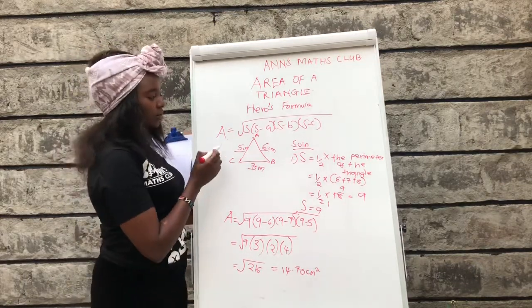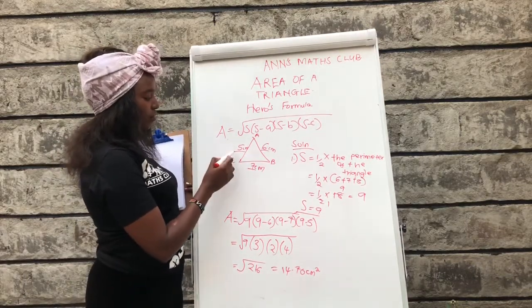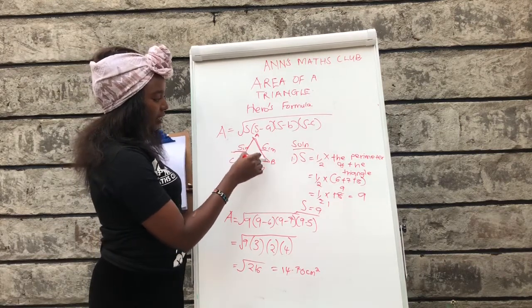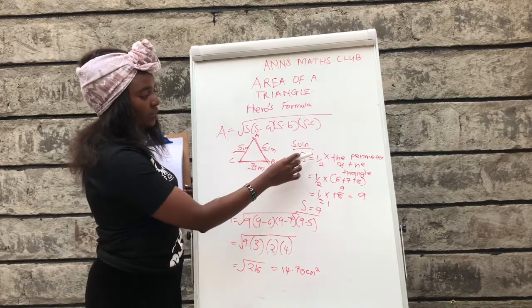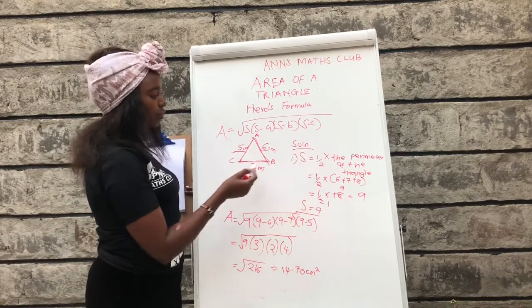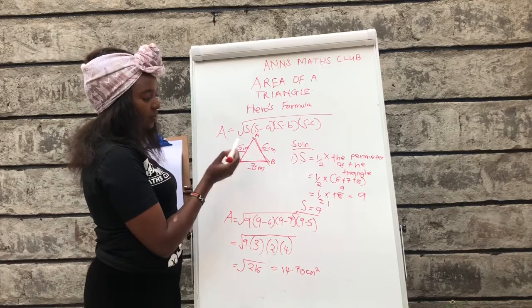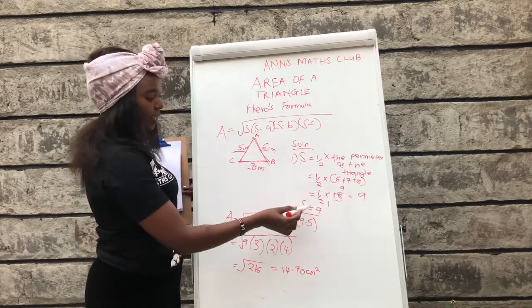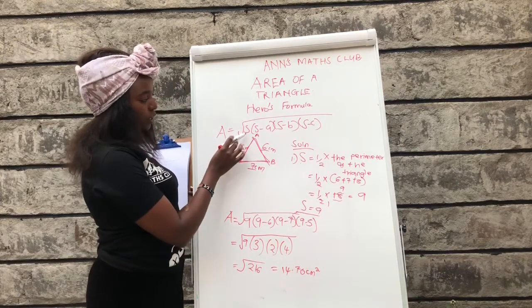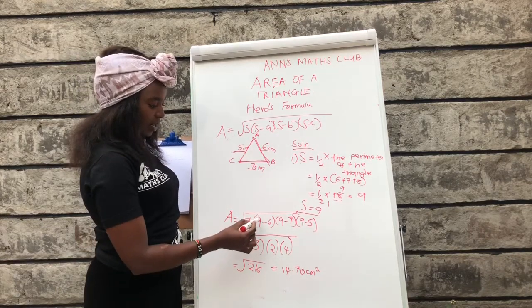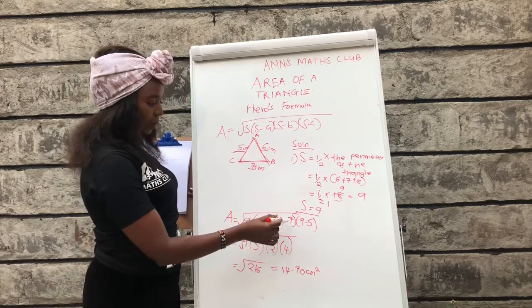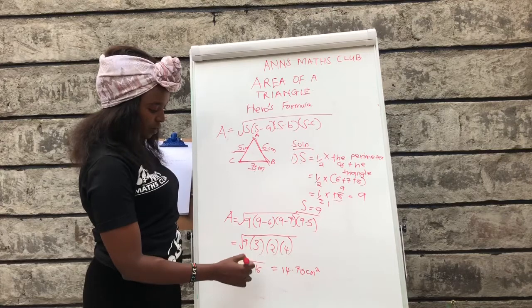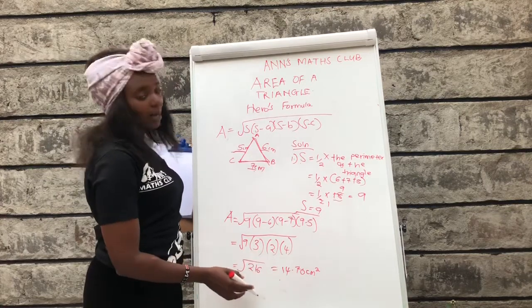So remember, when asked to find the area of a triangle and you've been given the dimensions for each side, you just find s, which is a half times the perimeter of the triangle, which is 6 plus 7 plus 5, you get 18. Then a half of 18 is 9. So our s being 9, we come back and equate to the equation. So it becomes 9, 9 minus 6, 9 minus 7, and 9 minus 5. Then once you multiply them, you find the square root. And this becomes your answer.